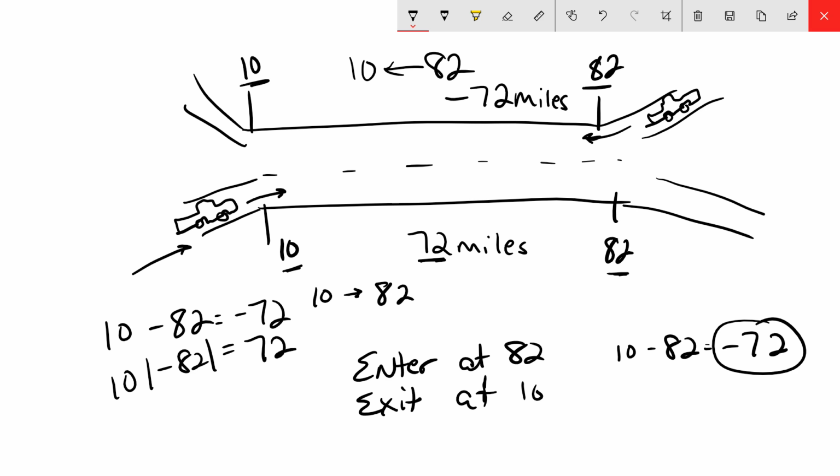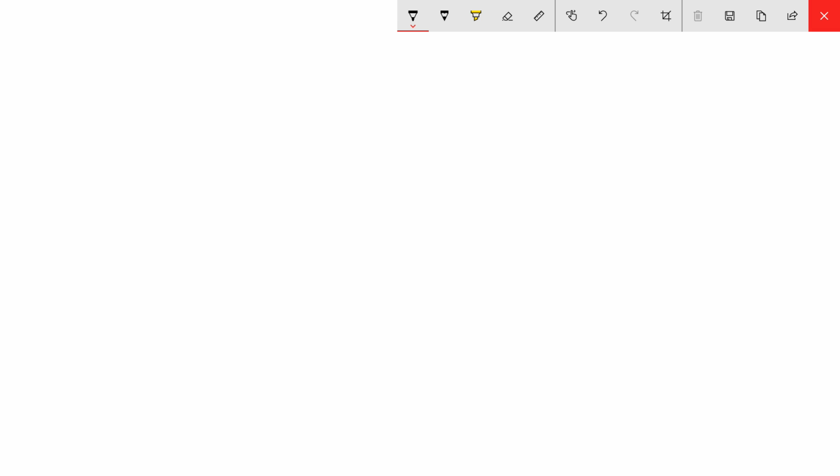All right, so let's look. I will give you some absolute value examples here. There's the idea that distance cannot be negative. Distance always has to be positive. Distance is an absolute value. There is no negative involved in distance. So if I wanted to look at that, I would do 82 minus 10. The absolute value of that is 72. That makes sense either direction.